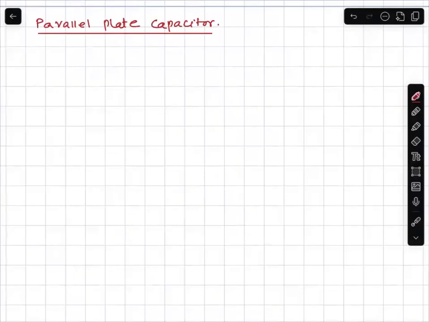Just introducing you to the parallel plate capacitor. What is a parallel plate capacitor? Very simple. You will have two plates. It can be a square plate, rectangular plate, or circular plate. It makes no difference. You will have two plates like this, separated by a distance d.